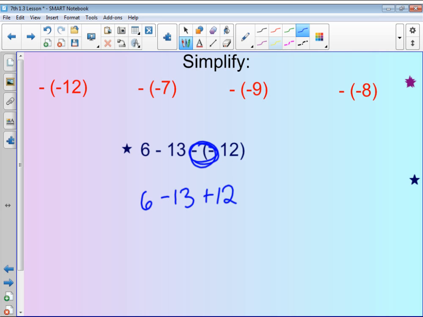So I'm a chunker. I like to chunk numbers that have the same symbols together. So when I look at this, I like to look at it this way. There's a positive, there's a positive. No symbol in front means it's positive. So when I put those two together, 6 plus 12 gives me 18. And then I still have that minus 13 that's sitting right here. So now 18 minus 13 is going to give me 5 for an answer. Okay?